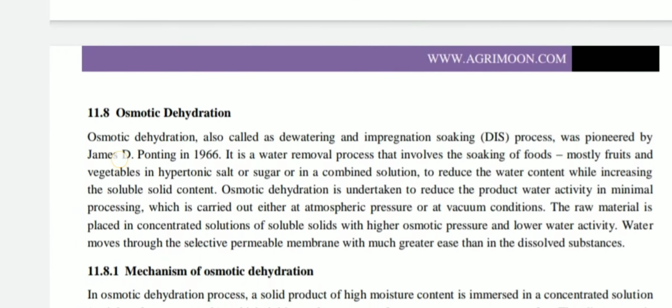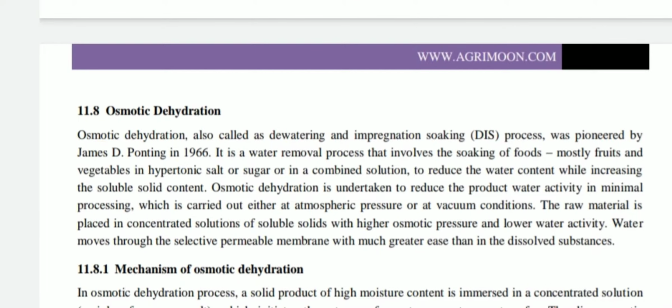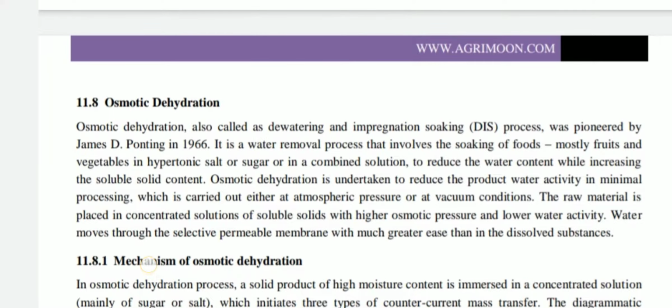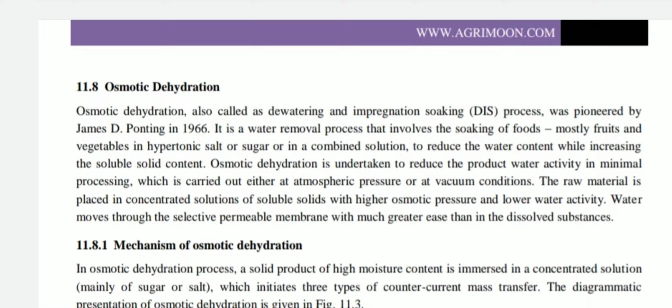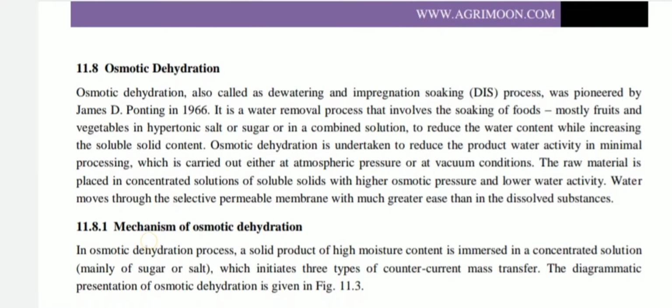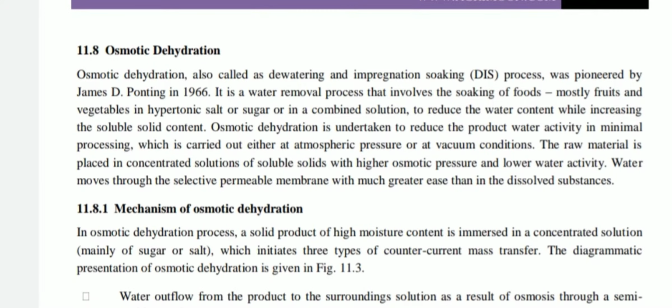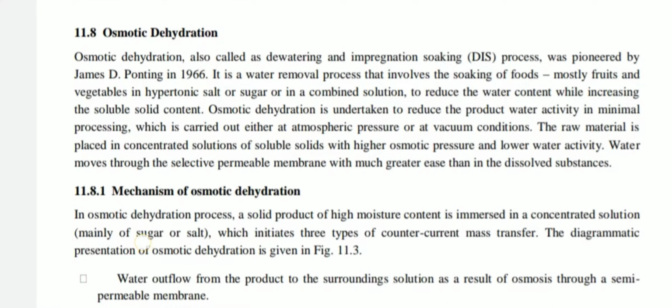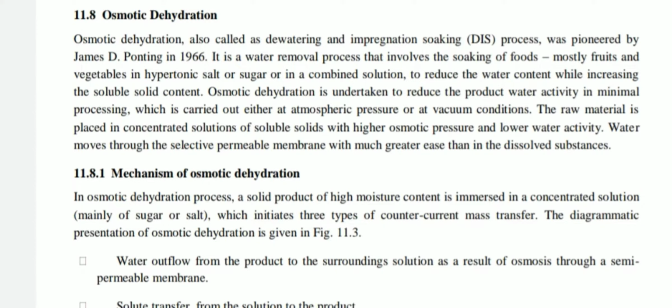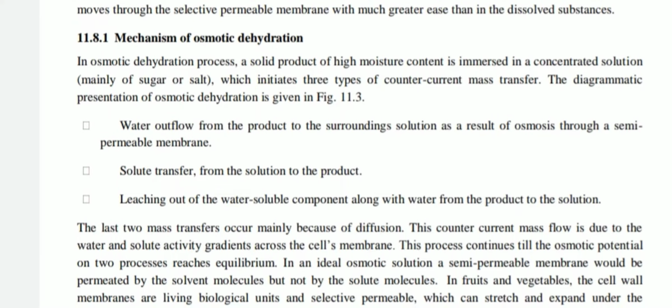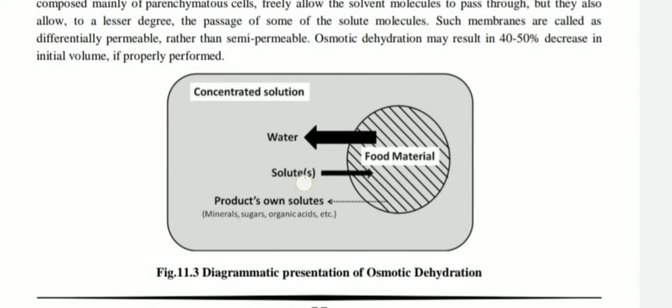What is osmotic drying? In osmotic dehydration, the removal of water process involves the soaking of food in hypertonic salt or sugar solution. So it reduces the water content available for microbial as well as chemical activities. So these increase the soluble solid content. Now we can understand the mechanism of osmotic dehydration by this schematic diagram.